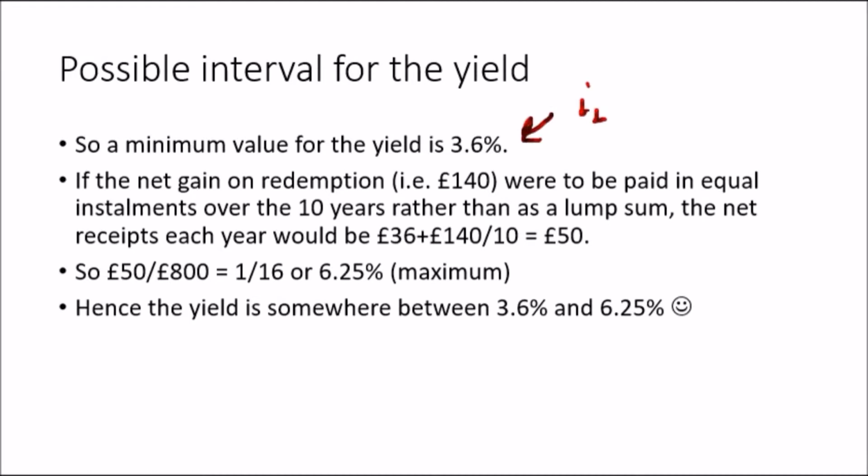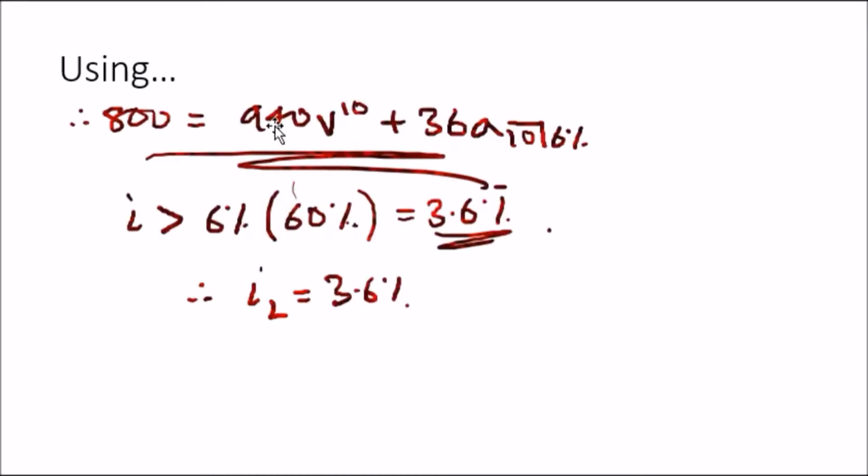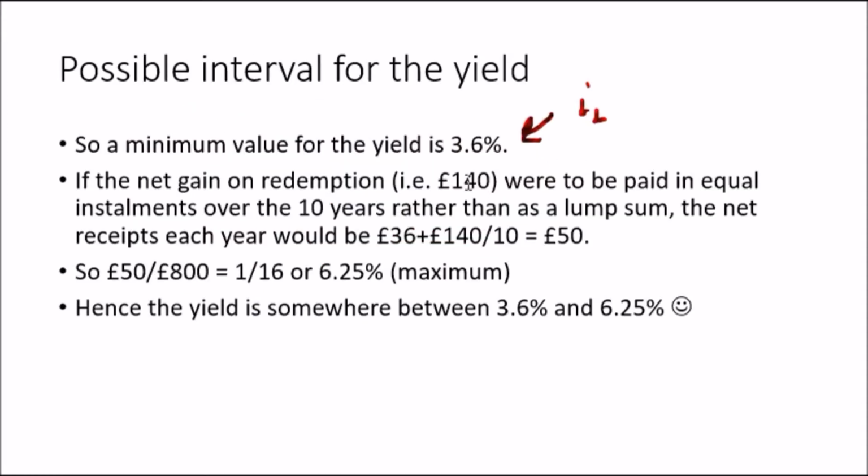We also know that the net gain on redemption is £140. Remember this 140 is calculated by the difference between the redemption value and the price. So 940 take away 800 would give us 140. And if this were paid in 10 equal installments over 10 years, then we could simply assume that would be £14 per year.